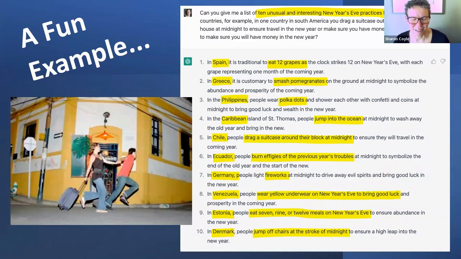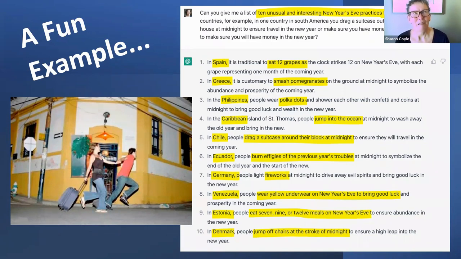I listened to CBC Radio just before Christmas, and they were talking with three chefs from different countries about cool things that they do in other countries at New Year's. And I was like, that's interesting. So I asked ChatGPT, give me 10 examples of cool things people do at New Year's in other countries. One of my favorites is in Chile, people drag a suitcase around the block at midnight to ensure they'll travel. Some people wear polka dots. Some people eat grapes. Some people smash pomegranates.